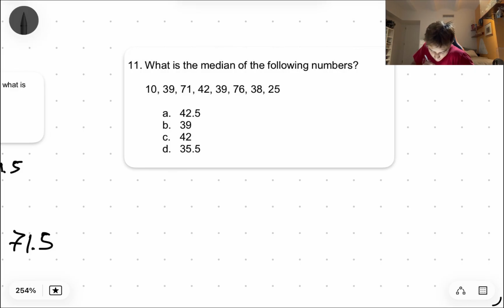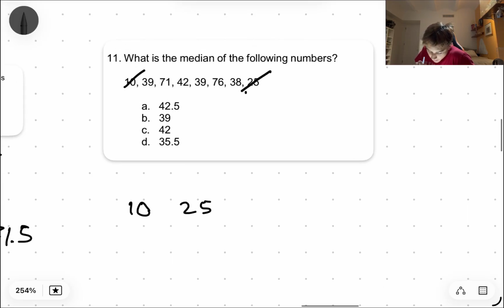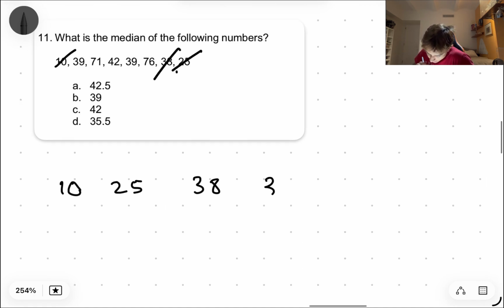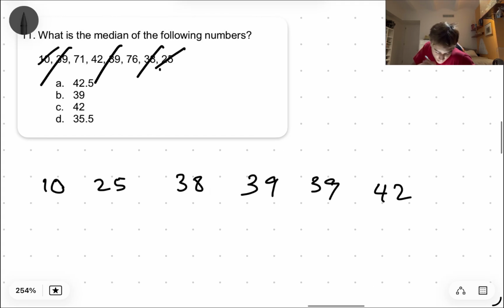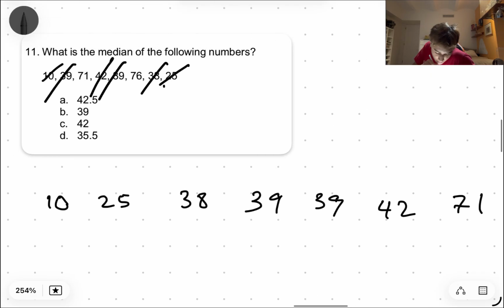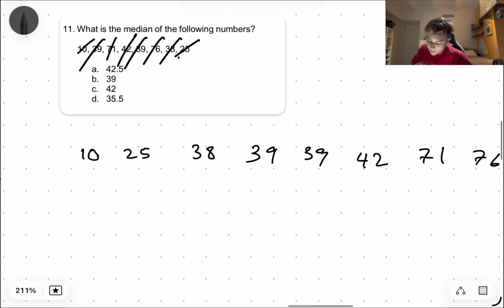The first number is 10, the smallest number in our set. The next smallest number after 10 is 25. So that's the next one we're going to write. After 25, I see a 38. Then I see 2 39s, so 39, 39. Then 42, then 71, then 76. Those are all our numbers arranged in increasing numerical order.